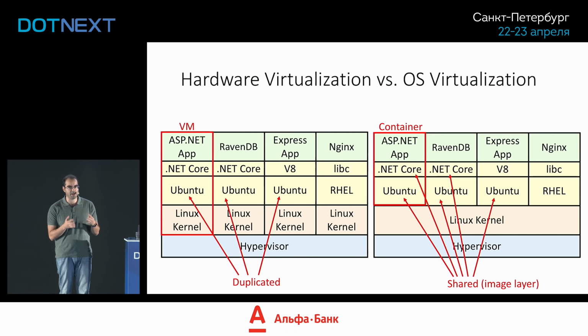And you can share the file systems for the Linux distribution, the Linux kernel, of course, libraries, the .NET framework itself, between all the different .NET containers you will have.